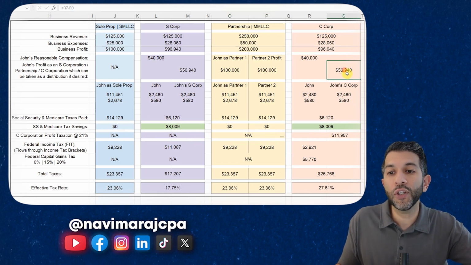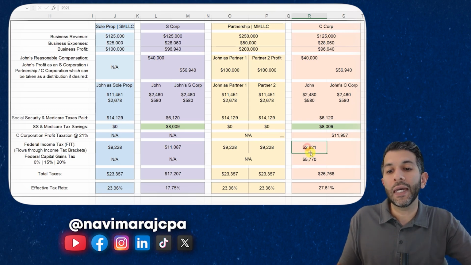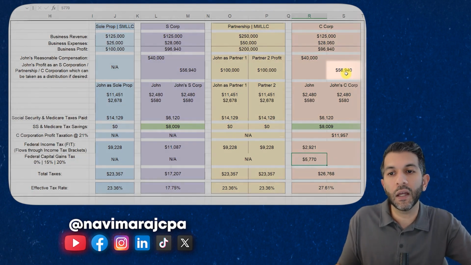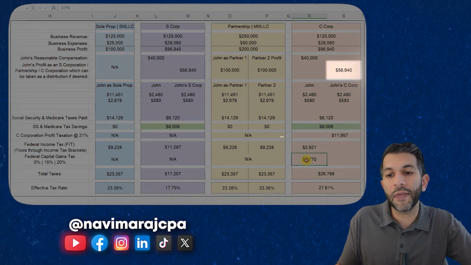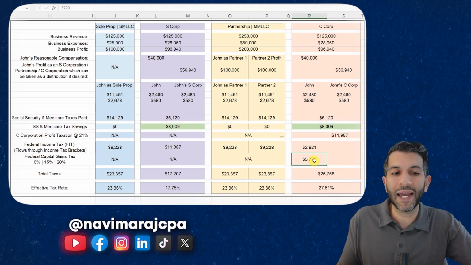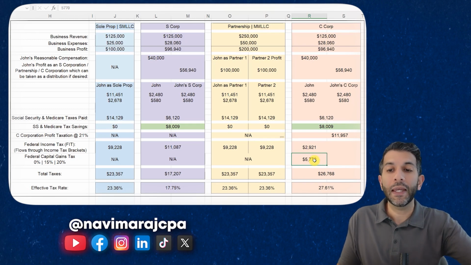Now, if you, the shareholder, take this profit out of the C Corporation, you're going to take that out as dividends, okay? And so the other taxes you have to pay, let me cover this one first: you have to pay dividends, capital gains taxes on $56,940, and that's going to equate to $5,770. Now, the federal capital gains tax rates are between 0%, 15%, and 20%.